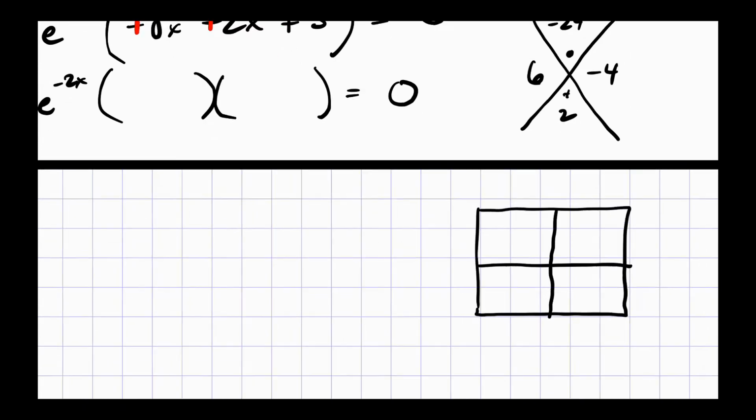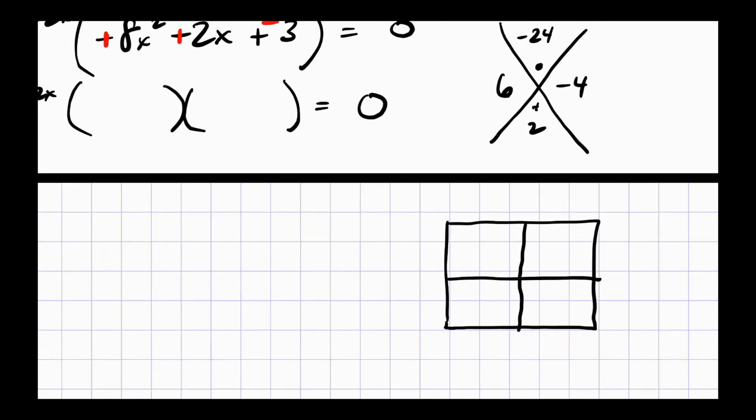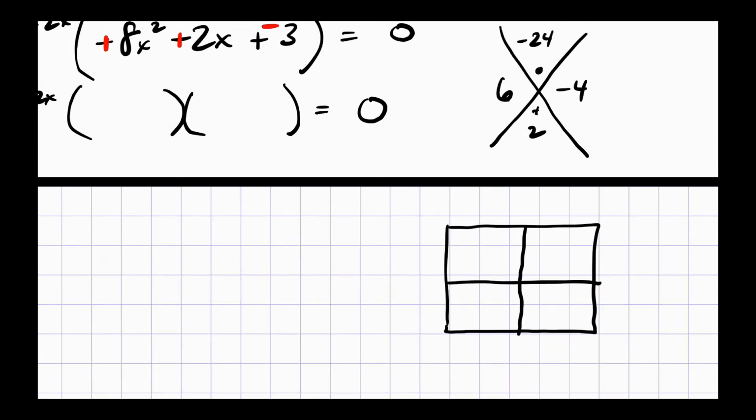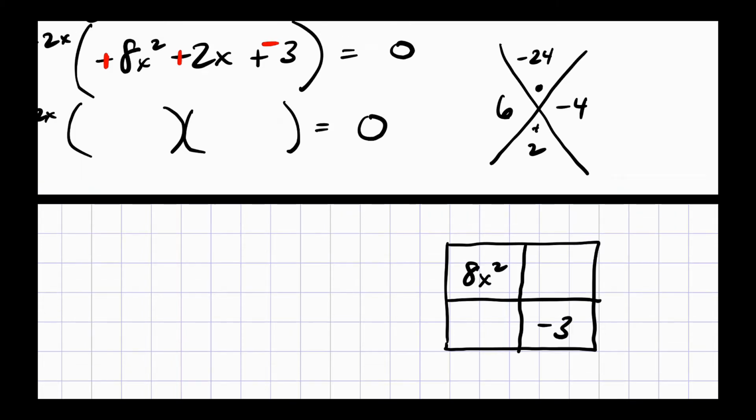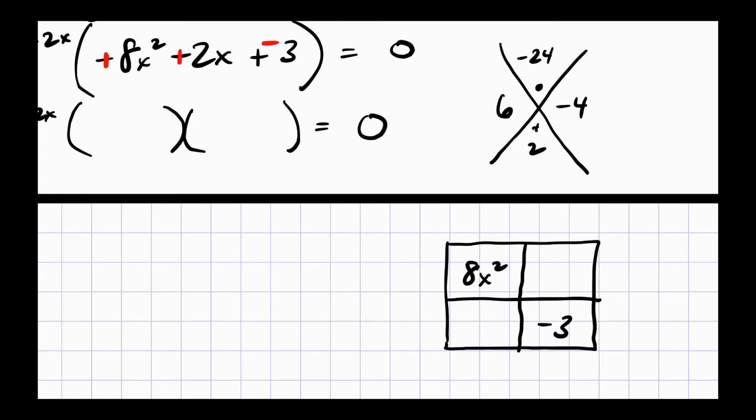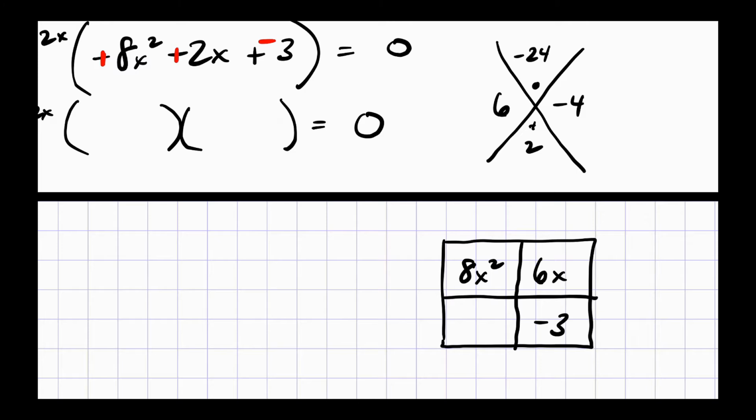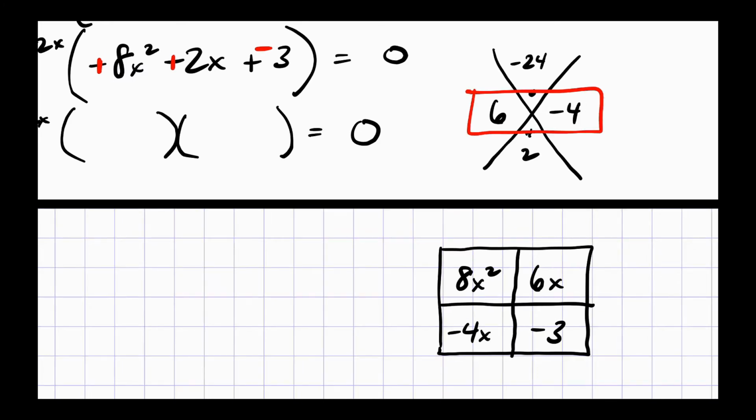So one way to do it is using the multiplication box, kind of the reverse multiplication box. So we put the first term here, the last term in here, positive 8x squared, negative 3. And then the two terms we came up with were 6x and negative 4x right here. Because together, they have to make positive 2x. So that's why they get x's as well.